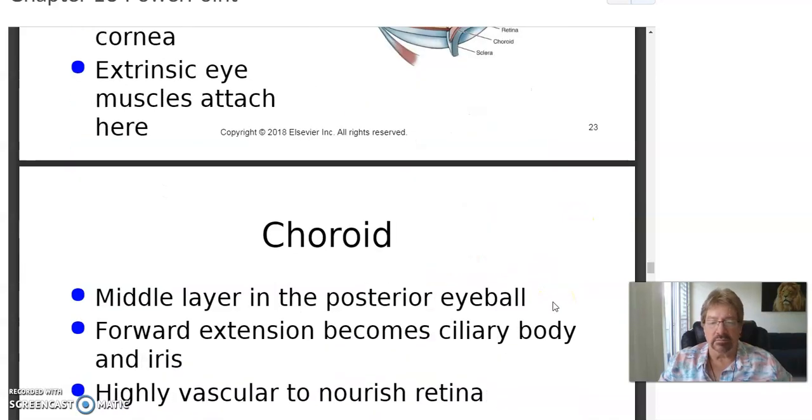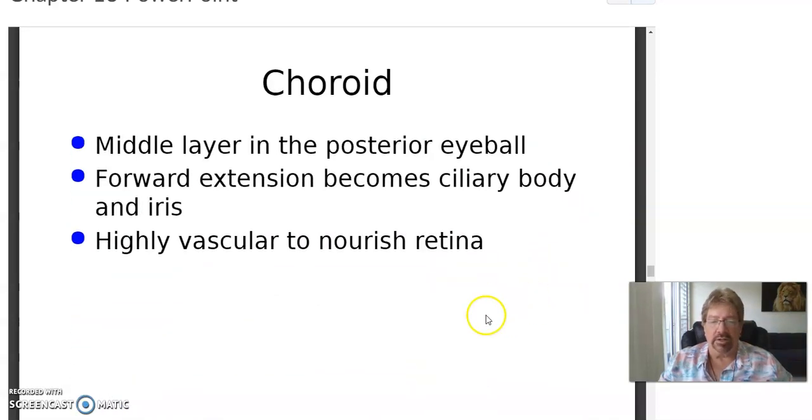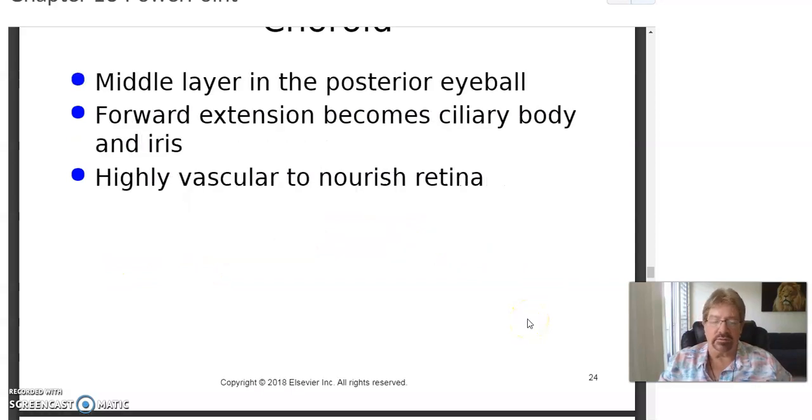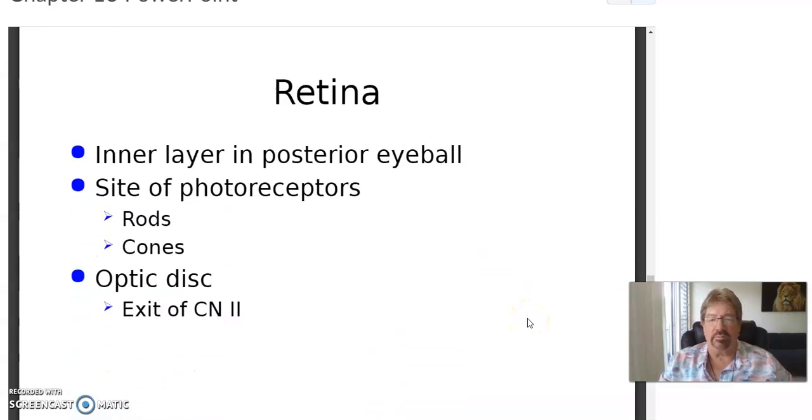Okay. The choroid, middle layer in the posterior eyeball. In the posterior eyeball, forward extension becomes the ciliary body and the iris. The iris is the colored part of the eye. The ciliary body, I think, what does it? I don't remember. I don't think it produces tears, but I want to say it does. Highly vascular to nourish the retina. Okay. Remember, the retina is part of the brain.